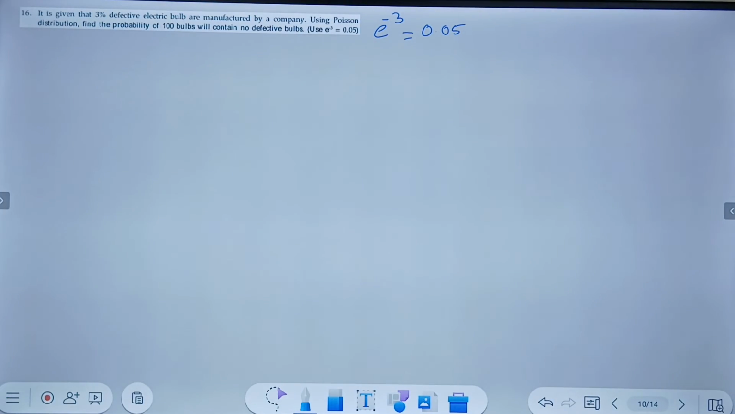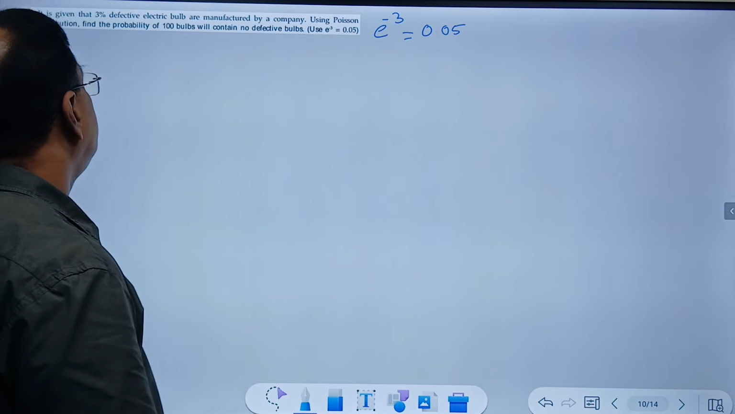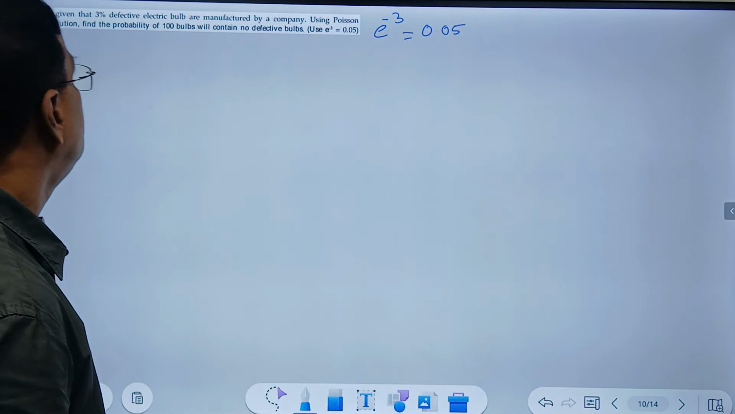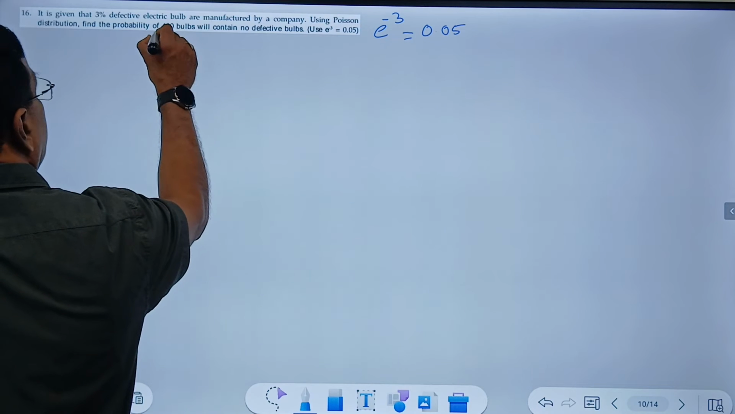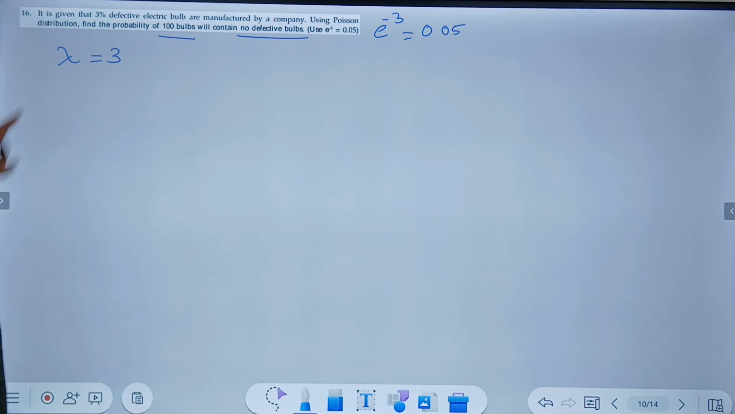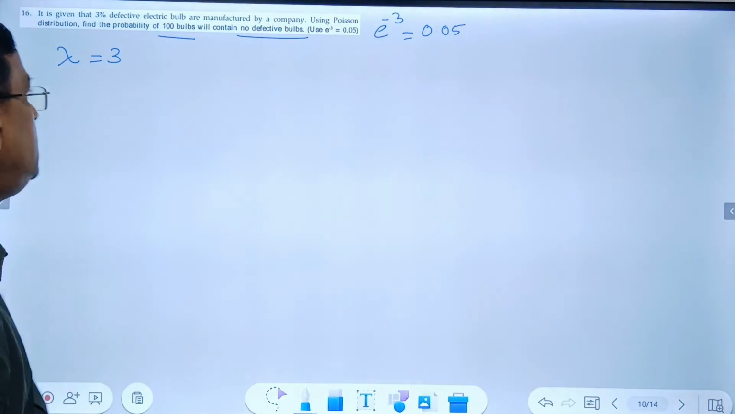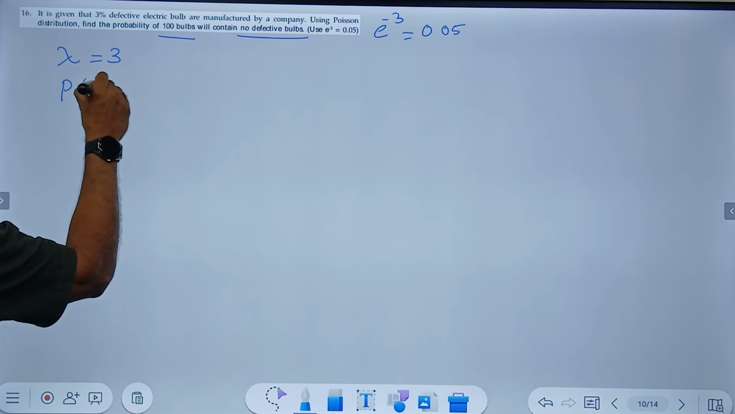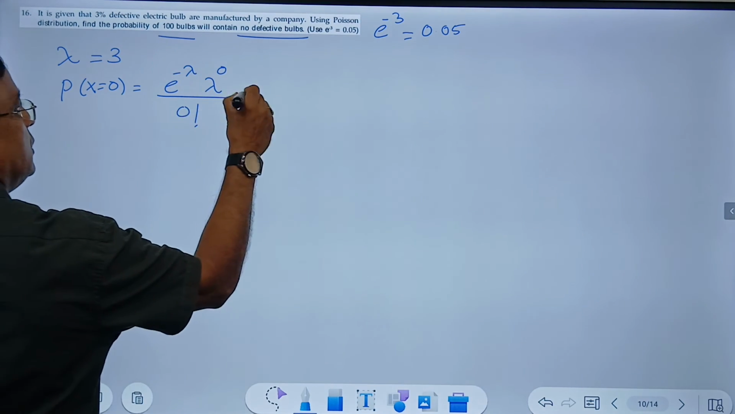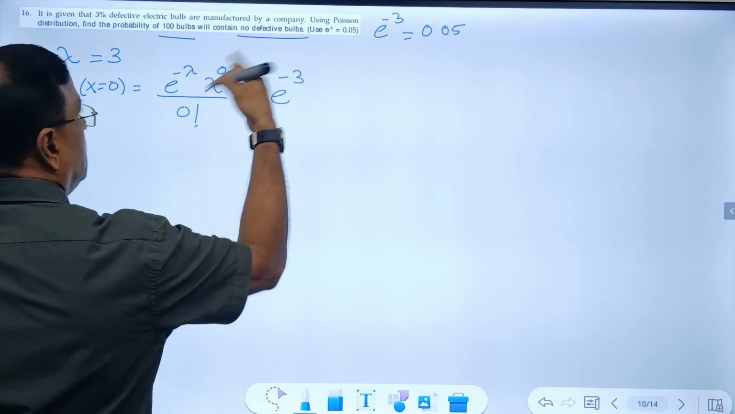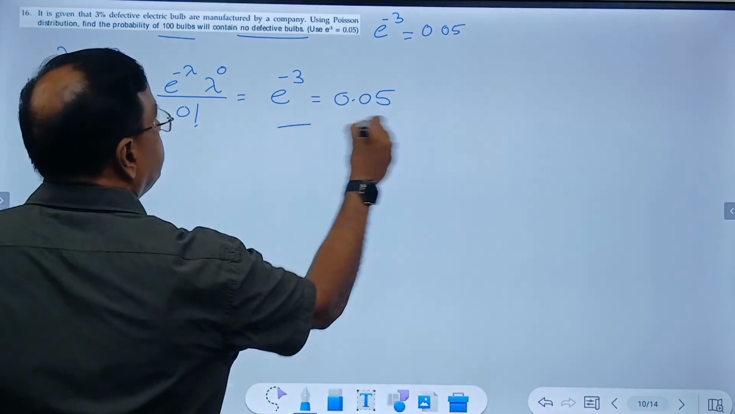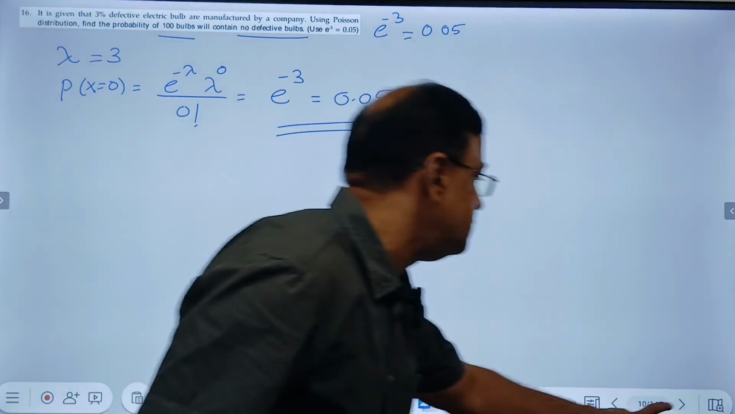Now the next question. It is given that 3% of the electric bulbs manufactured by a company are defective. Using Poisson distribution, find the probability that 100 bulbs contain no defective bulbs. So my lambda will be 3. 3 out of 100 is defective, so lambda is 3. And I want to find P of x is equal to 0. E power minus lambda, lambda power 0 by 0 factorial, which is same as e power minus 3, 0 factorial, and lambda power 0 is 1. So answer is 0.05. Very simple, straightforward question.